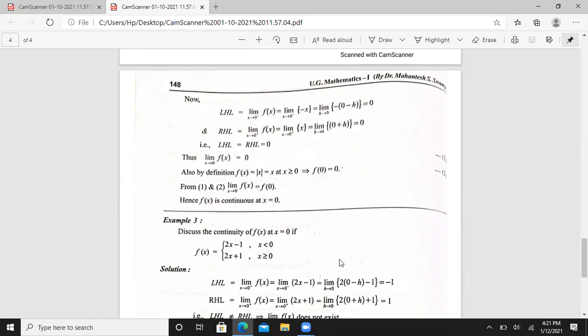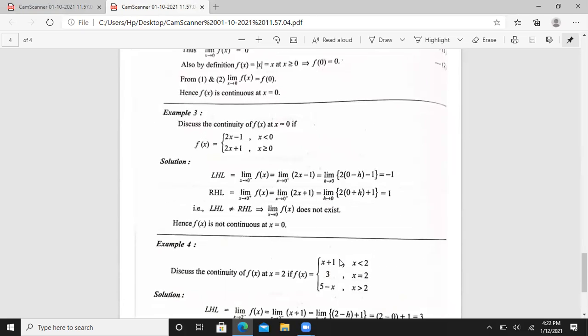Also, by definition, what is the definition? The function f of x is equal to mod x, that is x, for x greater than or equal to 0. Then f of 0 is equal to 0. This is the second equation. From 1 and 2: the first equation is the limit as x tends to 0 of f of x is equal to 0. The second equation is that f of x is equal to mod x. The first and second mean that the limit as x tends to 0 of f of x is equal to f of 0. Hence the function f of x is continuous at x equal to 0. This is the second one.